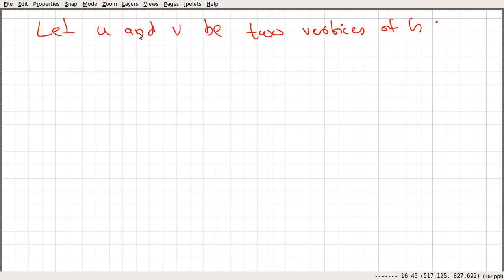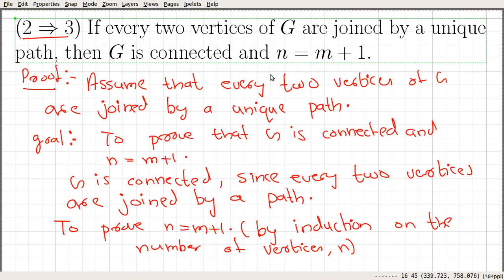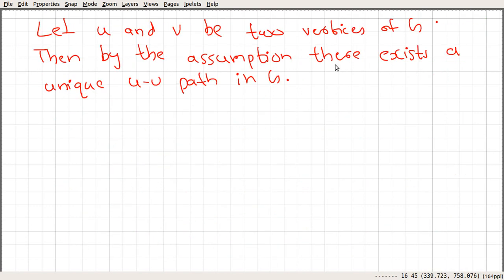Okay, then by the assumption there exists a unique UV path in our graph G. That's what we assumed here, right? Assume that every 2 vertices of G are joined by a unique path. So then by the assumption there exists a unique UV path in G.